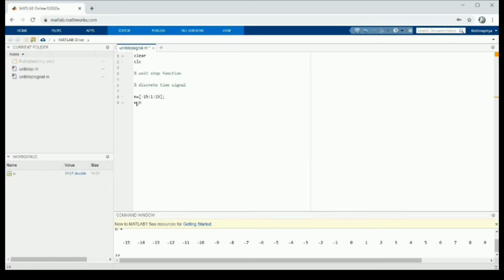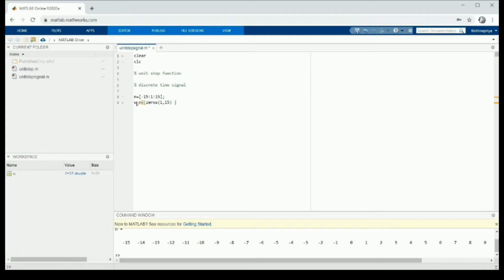n. U of n is equal to, within the square brackets, first we have to give how many zeros we need. So I'm giving zeros within the parenthesis. In Matlab, we are giving values just like in matrix. So here I'm giving the number of zeros as 1, 15, so that I can obtain 15 zeros within a row. And 1 and 15 represents the rows and columns respectively.